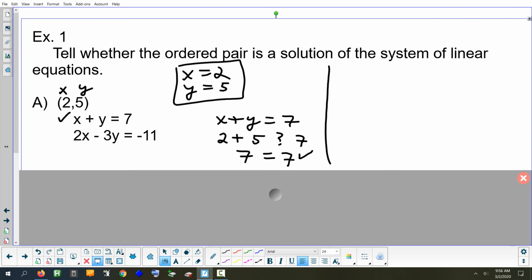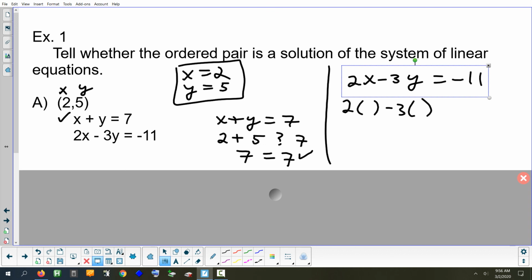Let's do the next one. 2x minus 3y equals negative 11. Right. So we're going to fill in something for x. We're going to fill in something for y. And remember in the warm-up, we always put parentheses when it's multiplication around what we filled in. Because if you don't, and you just put a 2 right there, it's going to look like the number 22. You don't want it to look like 22. You want it to look like 2 times 2.